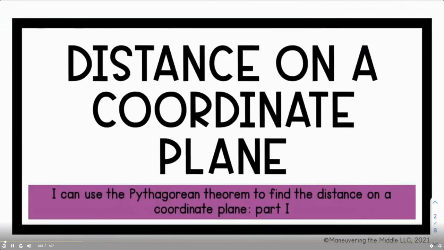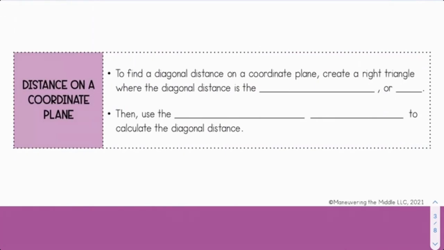In this video, we're going to use the Pythagorean theorem to find the distance on a coordinate plane. To find a diagonal distance on a coordinate plane, one of the things we could do would be to create a right triangle where the diagonal distance is the hypotenuse, or in other words, the variable c. Then, once we've created that right triangle, we can use the Pythagorean theorem to calculate the diagonal distance.